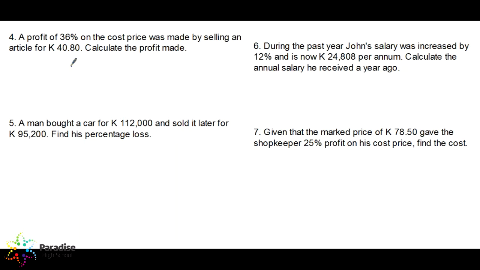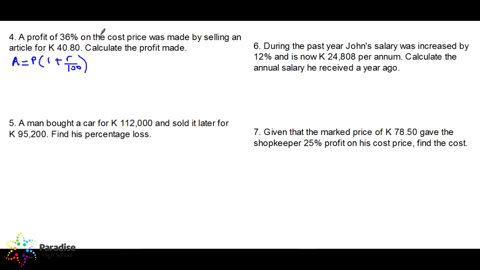Alright, let's look at these questions now. A profit of 36% on the cost price was made by selling an article for 40.8. Calculate the profit made. Since the question is about profit, my formula will be A is equal to P times 1 plus R over 100. I just need to decide whether the given number is A or P.